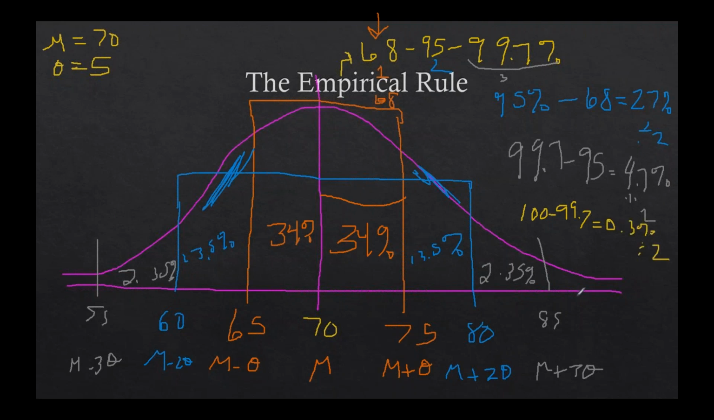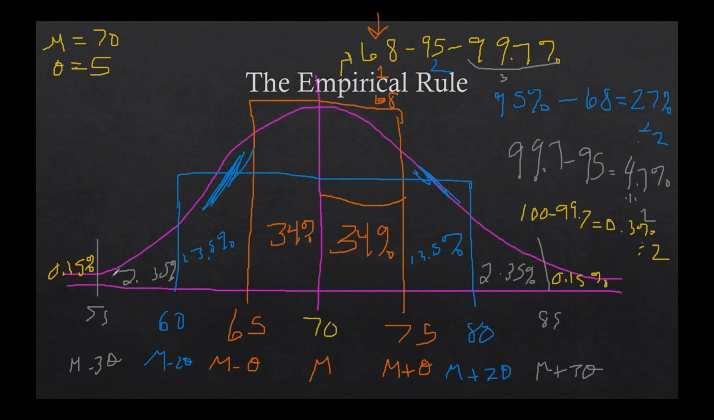Again, we divide it by 2, and that means that we have 0.15% in what we call the tails. And these tails are highly unusual. Because think about it, 0.15%, that is super, super small. So those are unusual.